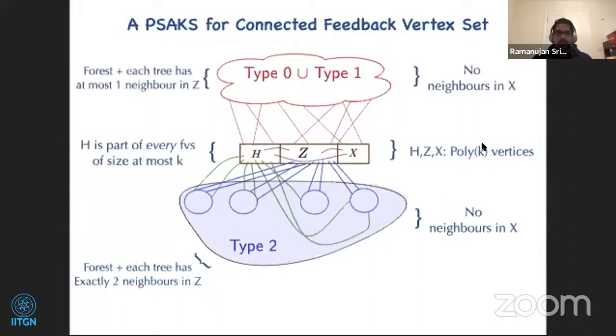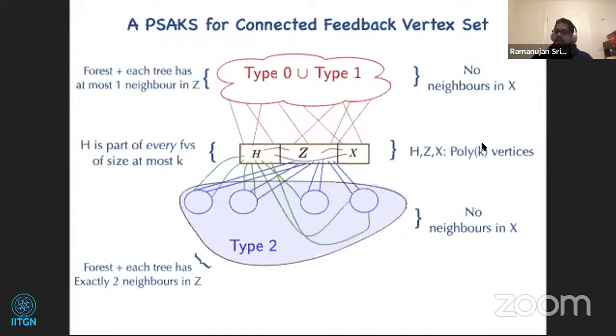Okay, so this is what the decomposition looks like. There's a small set in between, which is a feedback vertex set. So it's an approximate feedback vertex set. If you remove it, all you're left with is trees. I partition them into types, type 0, type 1, and type 2, with these properties.